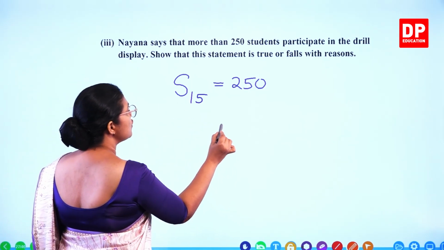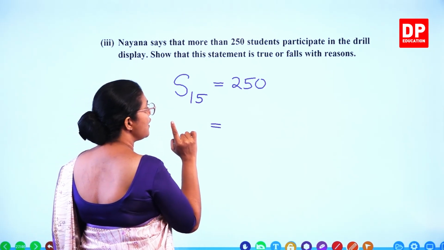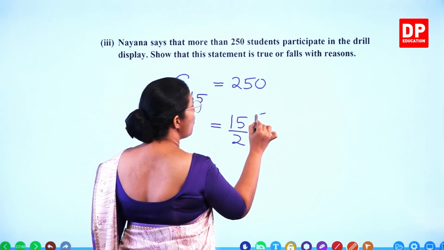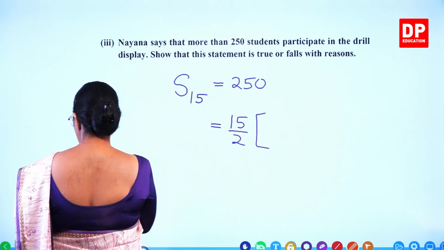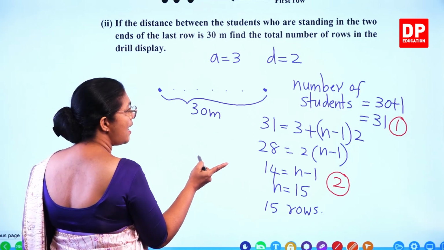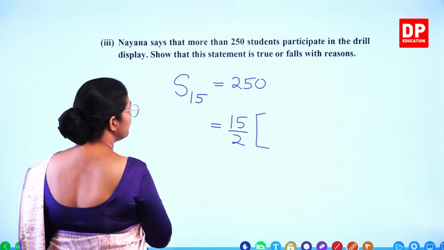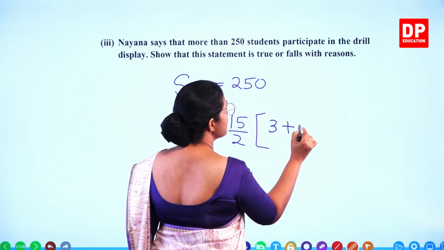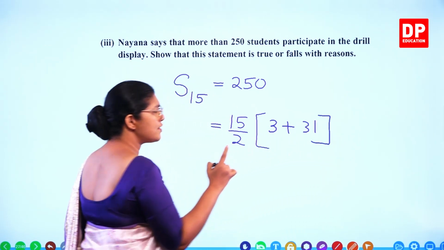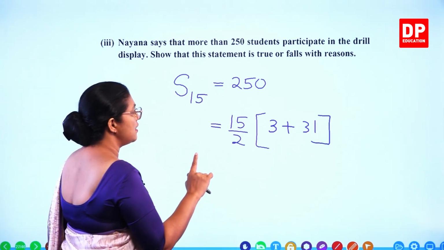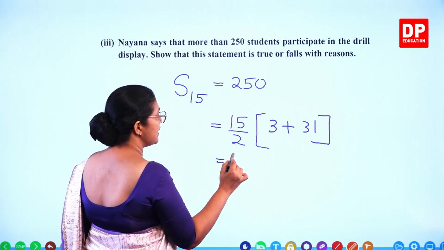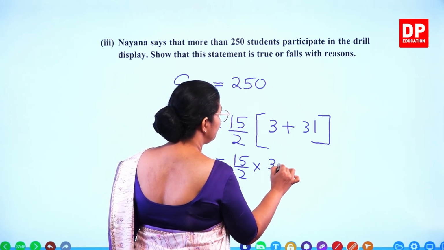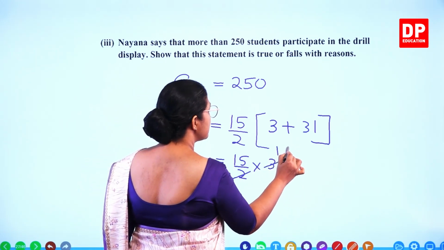So let's calculate the total. What's the formula we can use? N divided by 2, where N is 15. And we know in the last row 31 students are there from the previous part. So A plus L: first term is 3 plus 31. You can use that formula to find the total number. N over 2, A plus L. So 15 over 2 into 34. Divide by 2, you get 17.